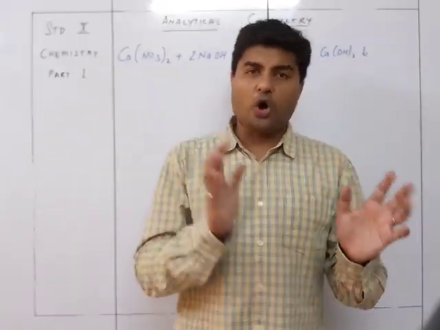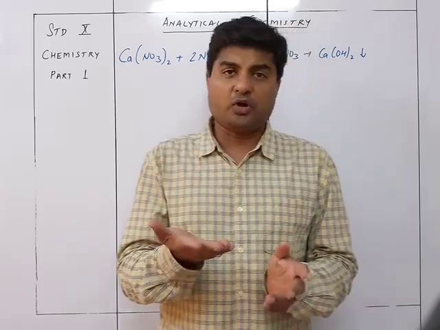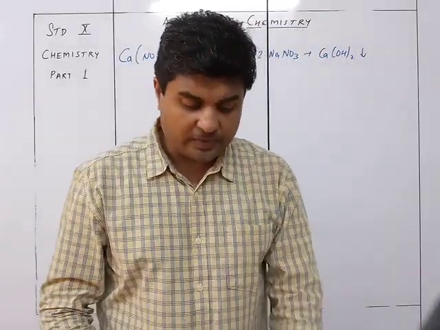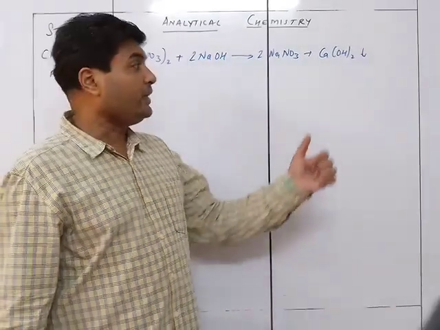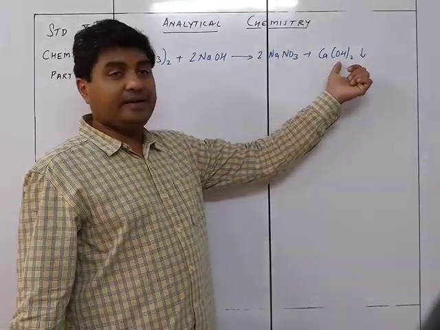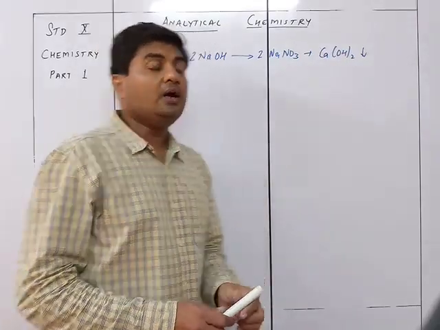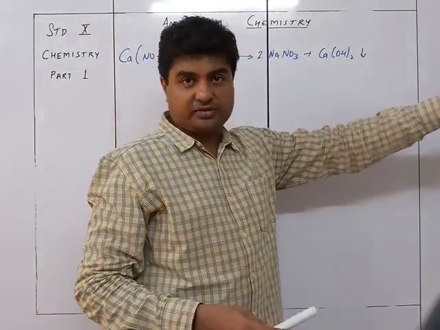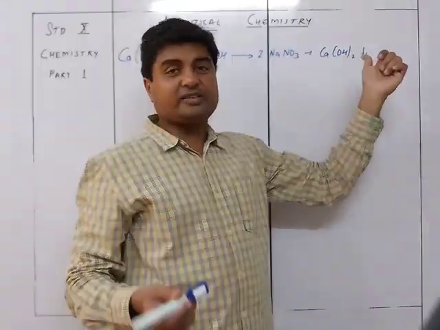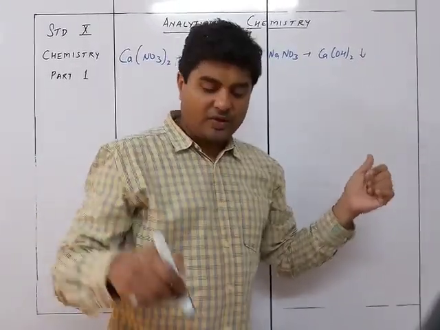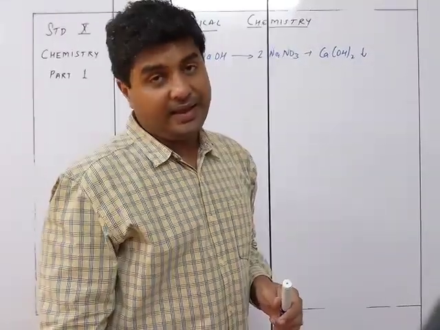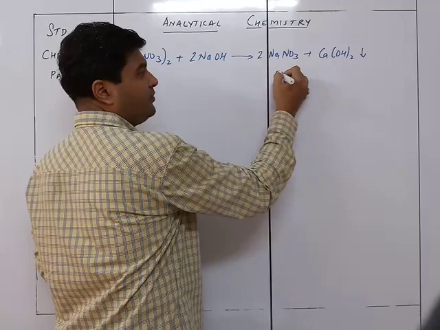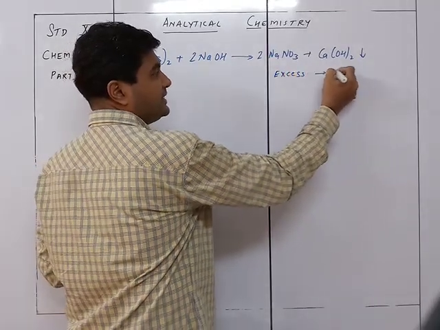Okay, so if it is a normal amount of NaOH then it may not be soluble, but if I put in excess, then is it soluble or insoluble? That's why we are going to take this and take excess of this. The next reaction will be Ca(OH)2, and you are adding excess NaOH to the Ca(OH)2. With excess of NaOH, you will find that it is still insoluble.